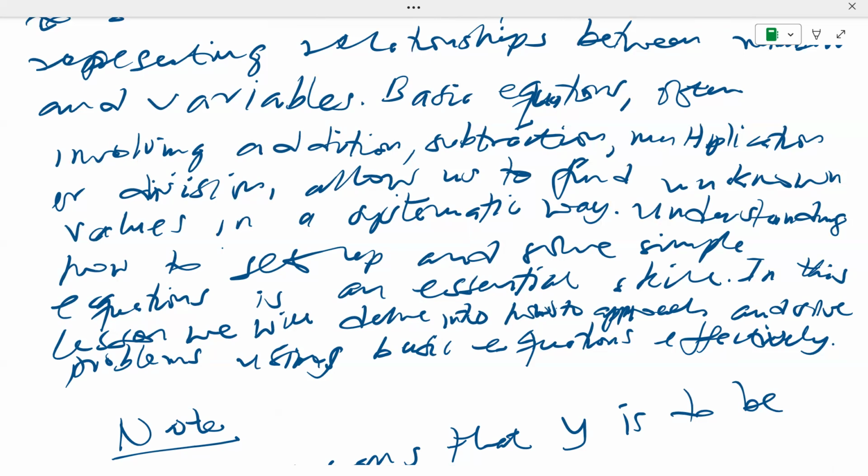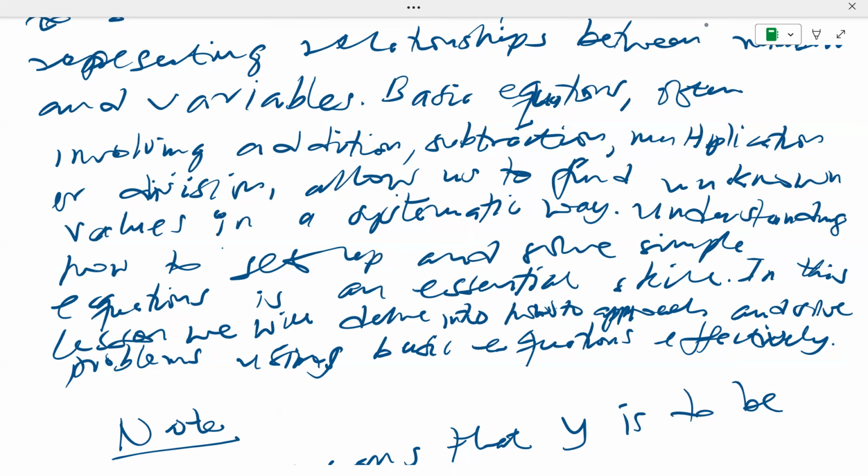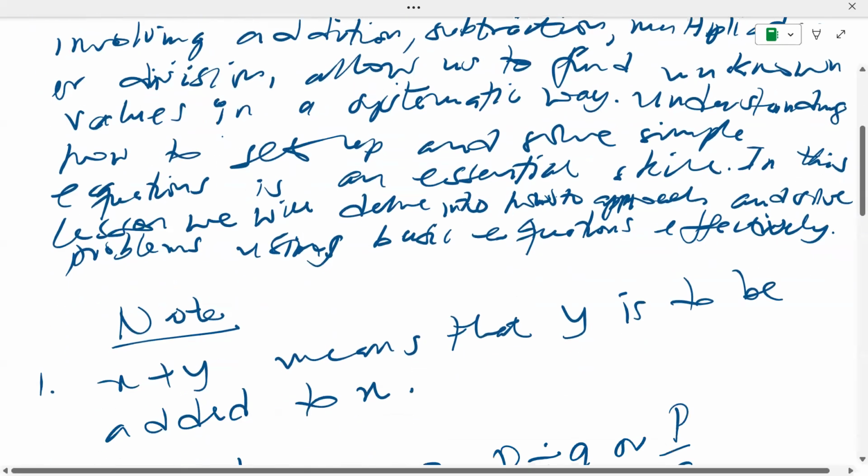And so understanding how to set up and solve simple equations is an essential skill. In today's lesson, we will delve into how to approach and solve problems using basic equations effectively. Let's get on right away. Let's take note of this.